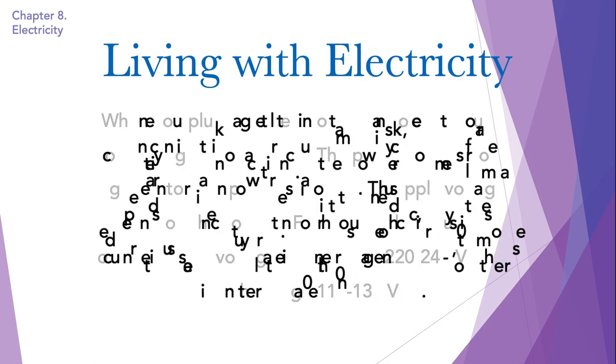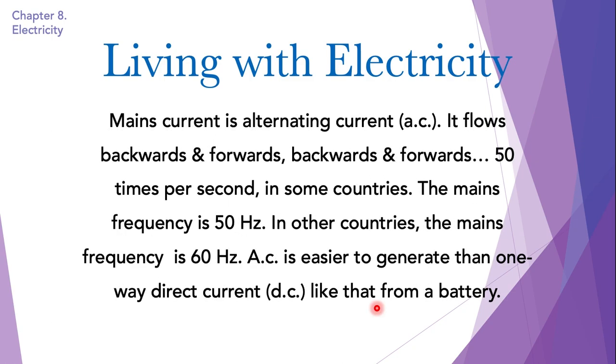Mains current is the supply voltage basically. Mains current is alternating current. So this means that it flows backwards and forwards, and so on, 50 times per second in some countries. So the mains frequency is 50 Hz. In other countries, the mains frequency is 60 Hz.